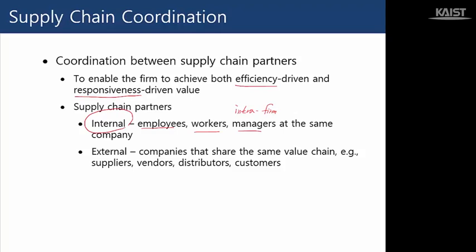So obviously we have external supply chain partners. These are companies that share the same value chain: suppliers, vendors, distributors, and even customers. So in order to create value, one single supply chain partner cannot achieve that unilaterally. That supply chain entity must work with the other partner companies that share the same value chain. So in that sense, coordination is at the center of supply chain management, especially effective supply chain management.